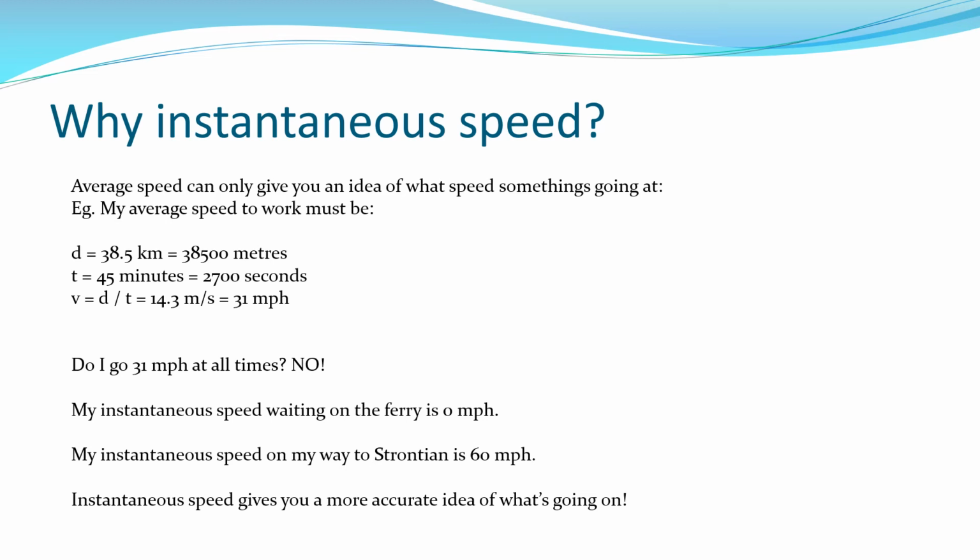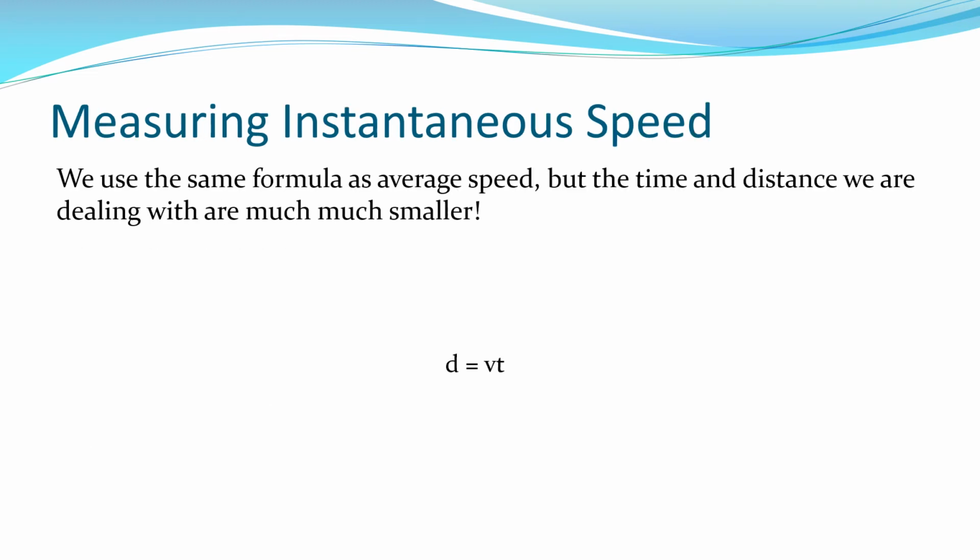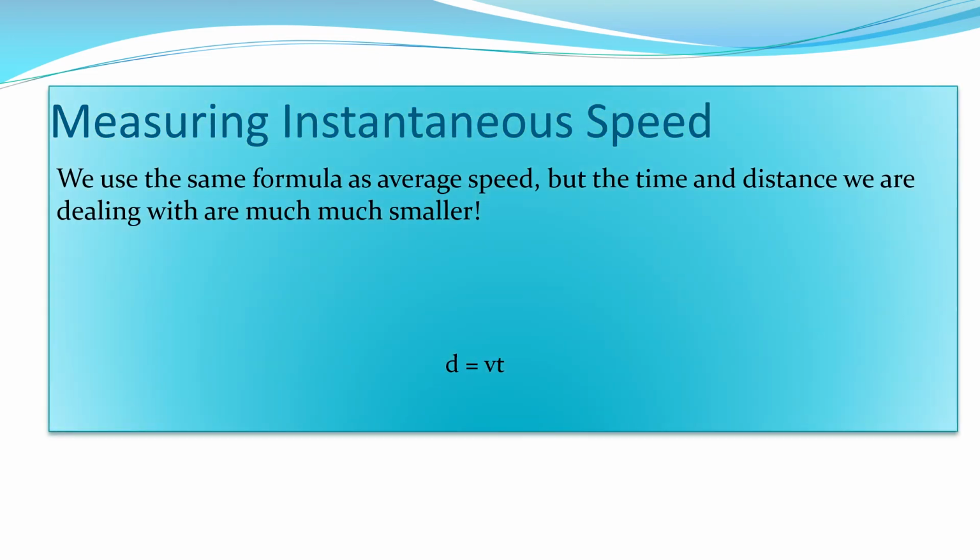And we need to know how we could work that out. So we'd use the same formula as average speed, but this time the times we're measuring and the distances we're dealing with are much, much smaller. So we'd be measuring times in like milliseconds. And distances would be much smaller because we're not covering very much distance in those milliseconds. But it would be the same formula.